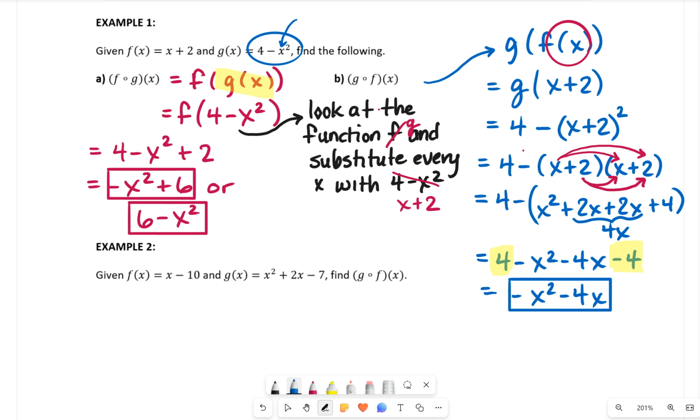Okay, so what I'd like you to do now is challenge yourself with x minus 10 as the function f of x, and g of x being the function x squared plus 2x minus 7, and you are going to find the composition g of f of x. All right, so again, take g composition f of x and start off with this notation and move forward. Pause the video now and get working on that, and when you are ready, unpause and check your work. See you in a bit.